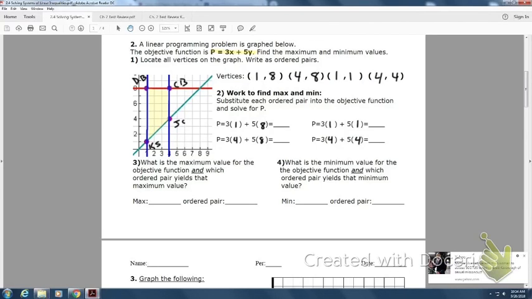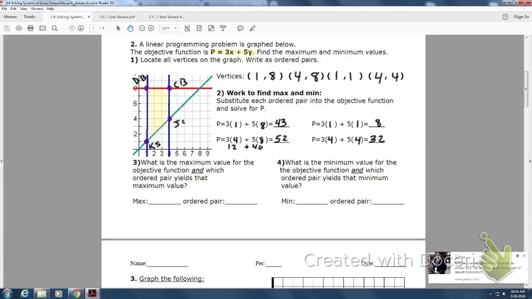Alright, 3 times 1 is what? 5 times 8 is what? 40. 40 plus 3 is? 43. If you cannot, that is fine. Just do them separately. 3 times 4 is 12. 5 times 8 is 40. 12 plus 40 is 52. Okay. 3 plus 5 is 8. 12 plus 20 is 32.